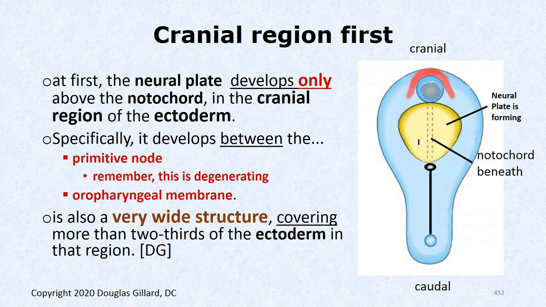Cranial ridging goes first. Here's a bird's eye view, or an overhead view of our trilaminar disc. We can see ectoderm all around here. And we can see that a little plate has formed, and that's the neural plate. Underneath it, we can see the notochord. Here's the primitive streak. Remember, the primitive streak is going to start regressing and going backwards. As it goes backwards, it extends the notochord out.